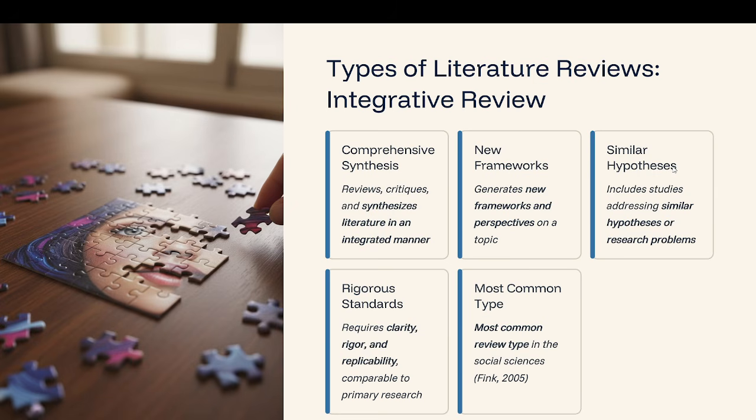The body of literature includes all studies that address related or identical hypotheses or research problems. A well-done integrative review meets the same standards as primary research in regard to clarity, rigor, and application. This is the most common form of review, by the way, in the social sciences. This is according to Mark Fink, 2005.